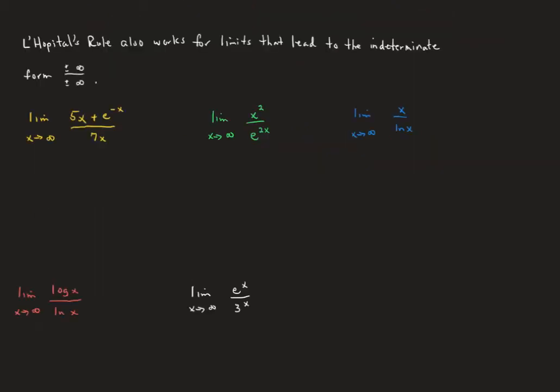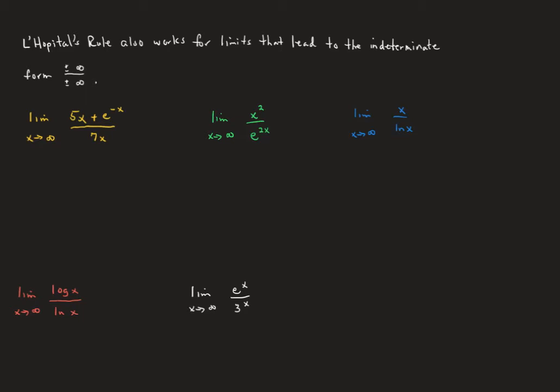So it turns out that L'Hopital's rule also works for indeterminate forms that look like whatever flavor of infinity you like over infinity. So that can be positive infinity over positive infinity, negative infinity over positive infinity, or negative infinity over negative infinity. Any of those are candidates for L'Hopital's rule. But that doesn't necessarily mean it's the best way to go. But let's take a look at these.